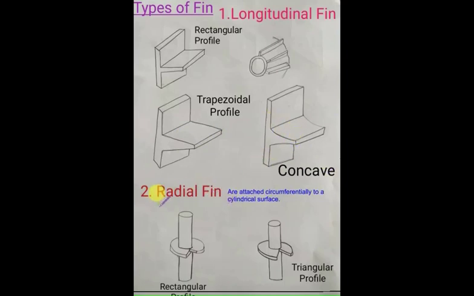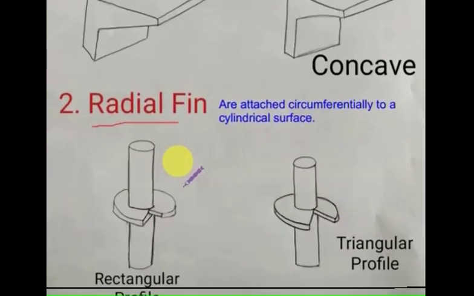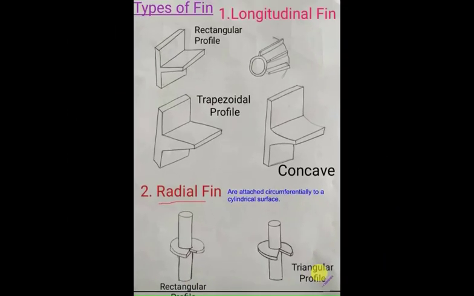Second is nothing but the radial fins. So now what are radial fins? Radial fins are nothing but fins attached circumferentially to a cylindrical surface. So they are attached circumferentially to a cylindrical surface. This is a rectangular profile and this is a triangular profile.